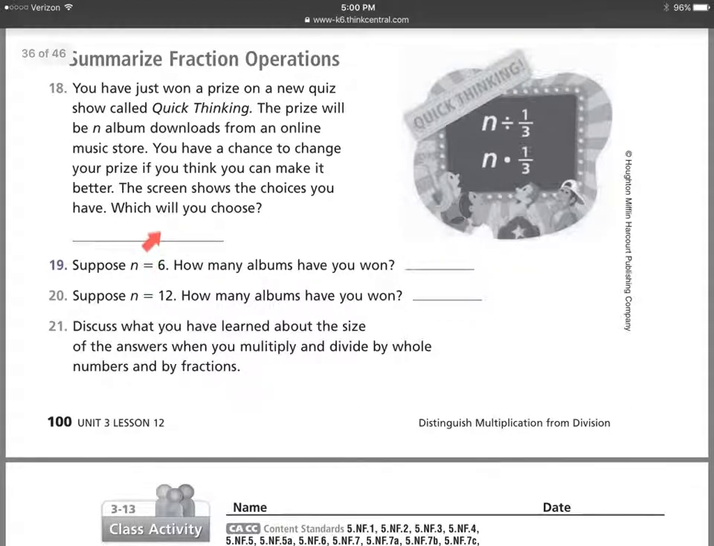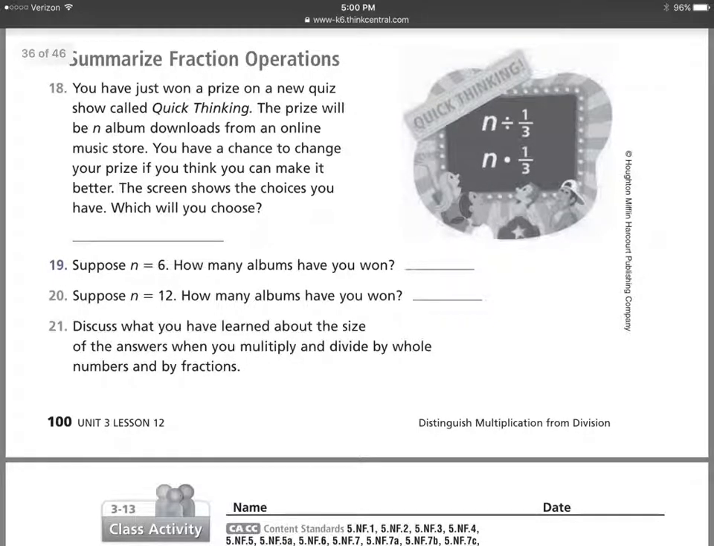Assign the value 6 to that equation. So if your equation was n divided by 1/3, you would have 6 divided by 1/3. And then tell me what the answer is. How much music have you won? And do the same thing for number 20. If n was 12, how much music would you have won? You're going to use the expression, the equation that you chose.